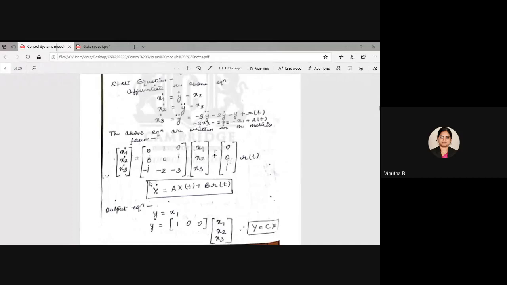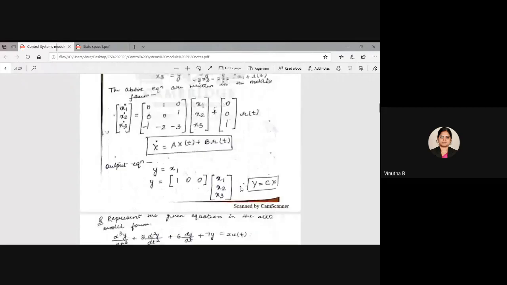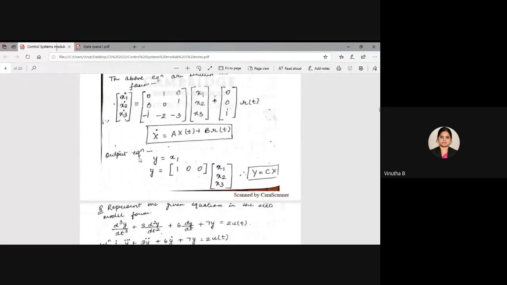Now x bar will be equal to what? You know this equation. It is A into x of t plus B into r of t. Now right now you have to concentrate on the output equation. So how do you write the output equation? It is y is equal to x1, or y is equal to 1, 0, 0. x1 is 1. You can see here for y.